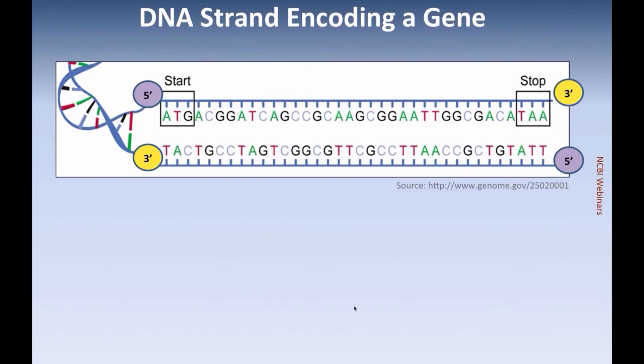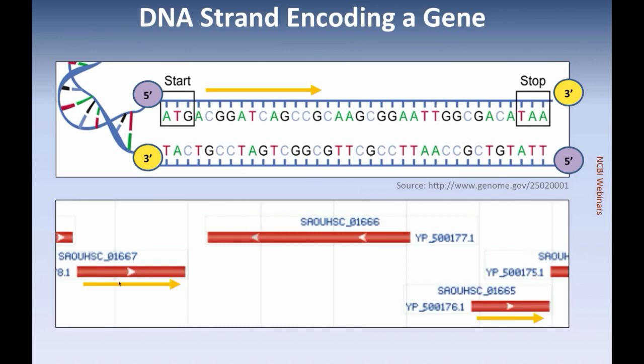The next biological concept that I want to mention is DNA strands. DNA is a double-stranded molecule. It has a 5' and 3' directionality. And we say that a gene goes from left to right if it is on the plus strand of the DNA molecule. You can see that the start codon exists here and then the stop codon.